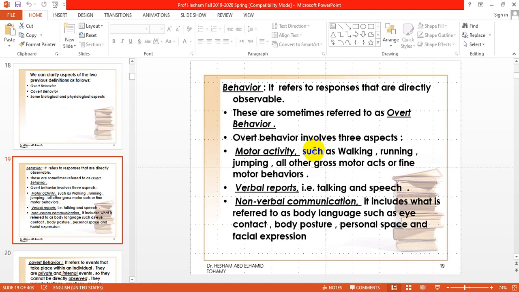Verbal reports means expressing yourself by talking and speech. While in non-verbal communication, you don't use language. It is referred to as body language, and they are such as eye contact, body posture, personal space, and facial expression.